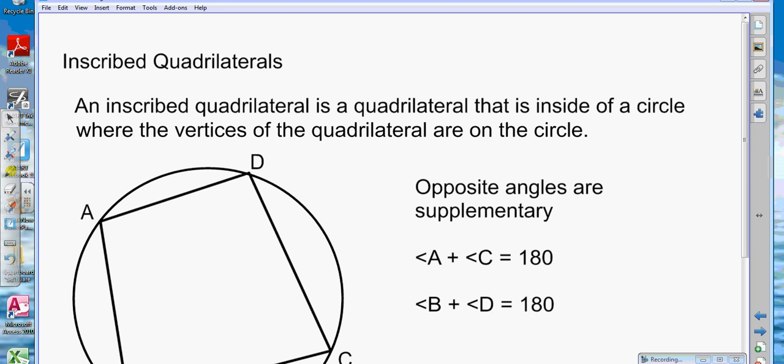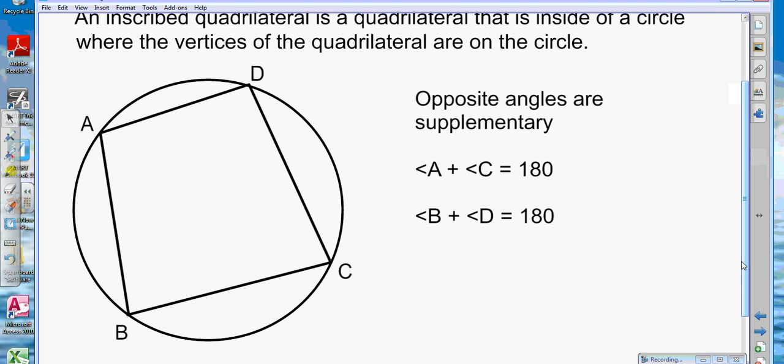All right, inscribed quadrilaterals. Inscribed, guys, means that the vertices are on the outsides, okay? So quadrilateral is a 4-sided figure. So an inscribed quad is a quad that is inside of a circle where the vertices are on the circle, okay? What do we care? Because of this. Opposite angles are supplementary. Doesn't matter what shape it is. It doesn't have to be a parallelogram or whatever. If it's a quadrilateral inscribed in a circle, opposite angles are supplementary.